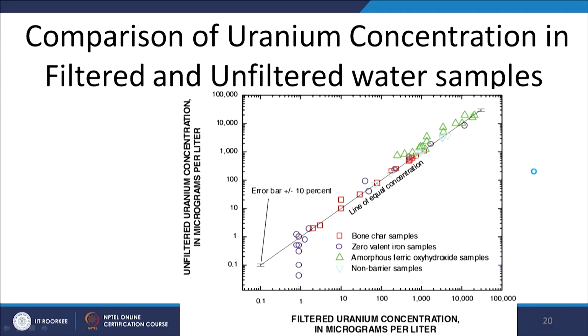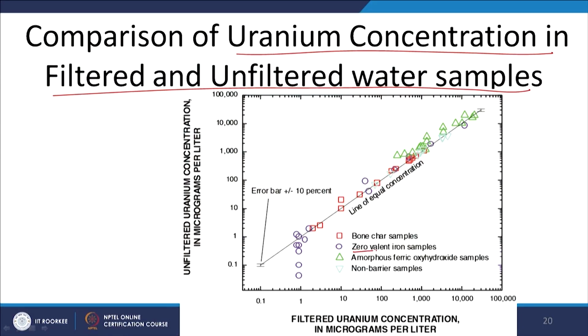But for that we need to try to sample the PRB material and see what is happening out there. And then again, the comparison of uranium concentration in filtered and unfiltered water samples. Why is this important? What are we doing here? You have the uranium contaminated groundwater passing through the PRB and leaving the system, and this water you are analyzing directly without filtering and once after filtering. So if there are any colloids, you are going to be able to see a difference.